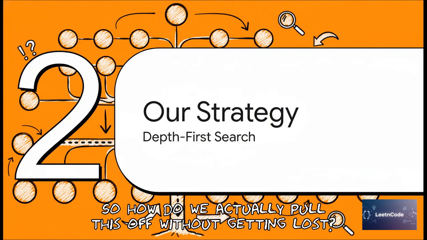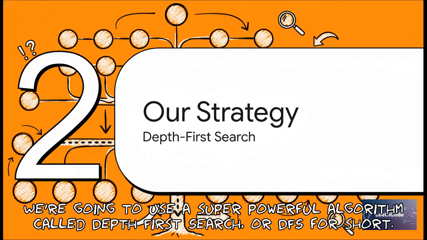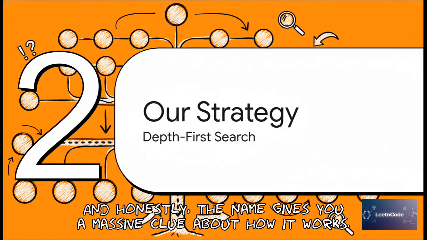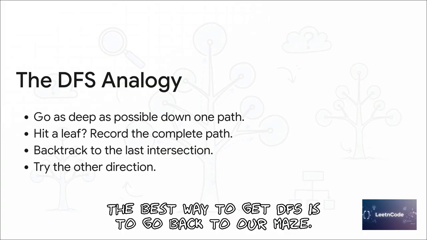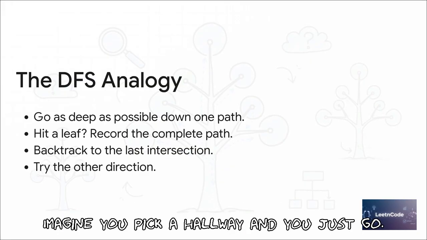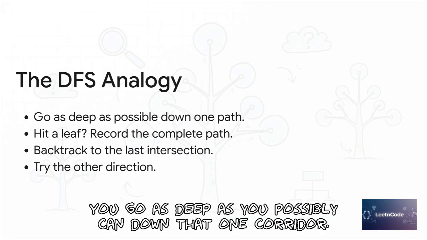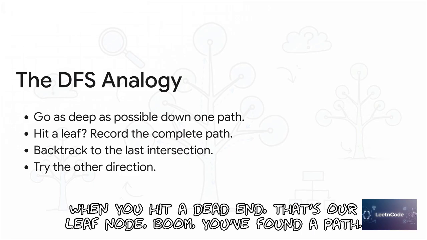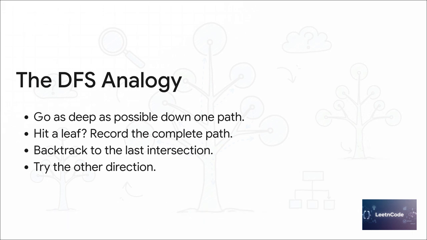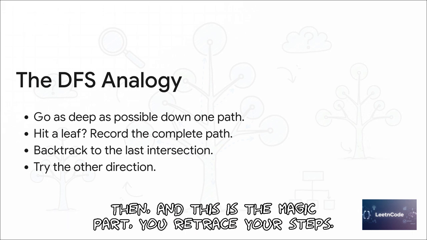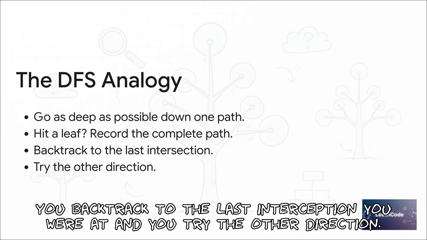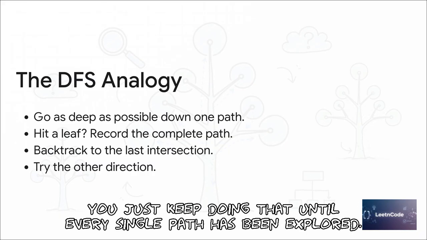So how do we actually pull this off without getting lost? We're going to use a super powerful algorithm called depth first search, or DFS for short. And honestly, the name gives you a massive clue about how it works. The best way to get DFS is to go back to our maze. Imagine you pick a hallway and you just go. You go as deep as you possibly can down that one corridor. When you hit a dead end, that's our leaf node, boom, you've found a path. You jot it down, then, and this is the magic part, you retrace your steps. You backtrack to the last intersection you were at and you try the other direction. You just keep doing that until every single path has been explored.